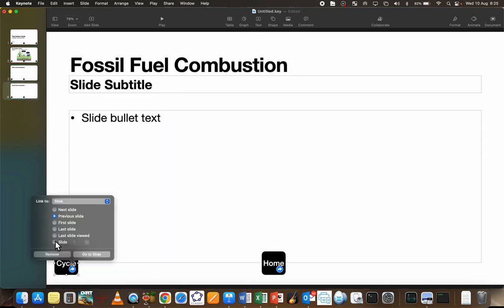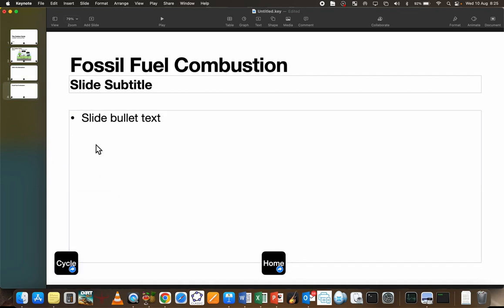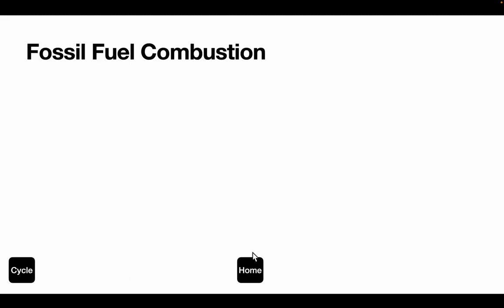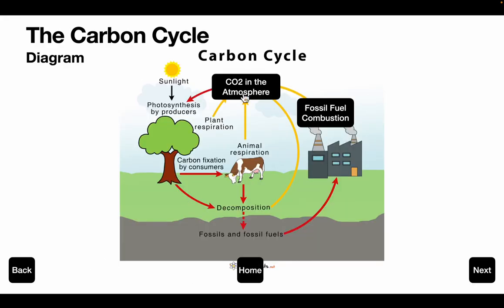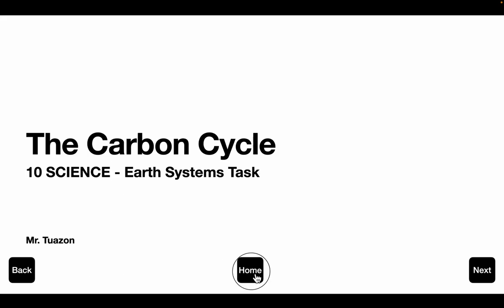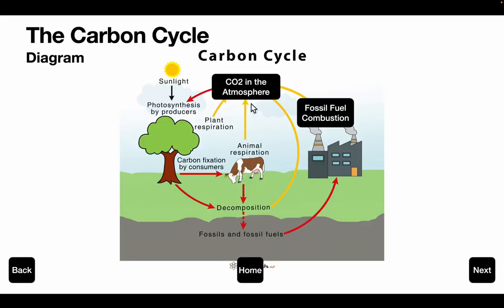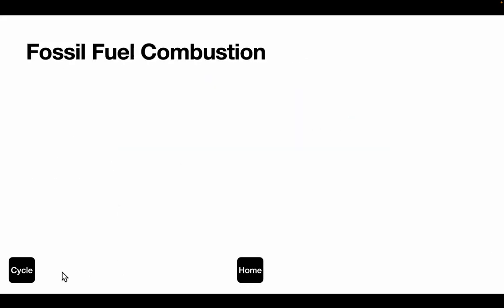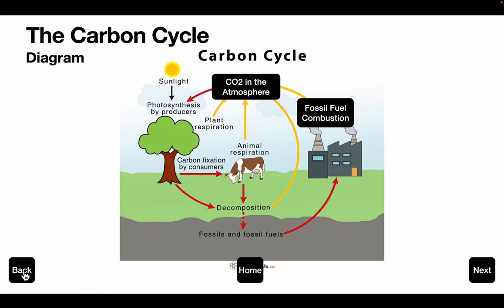So I think all of my content slides would actually make more sense that you can either go back home or to the diagram thing, which is like the center of everything. See cycle? Back here. CO2 in the atmosphere. I can go home. Next. Fossil fuel combustion. I can go home or go back to the cycle.